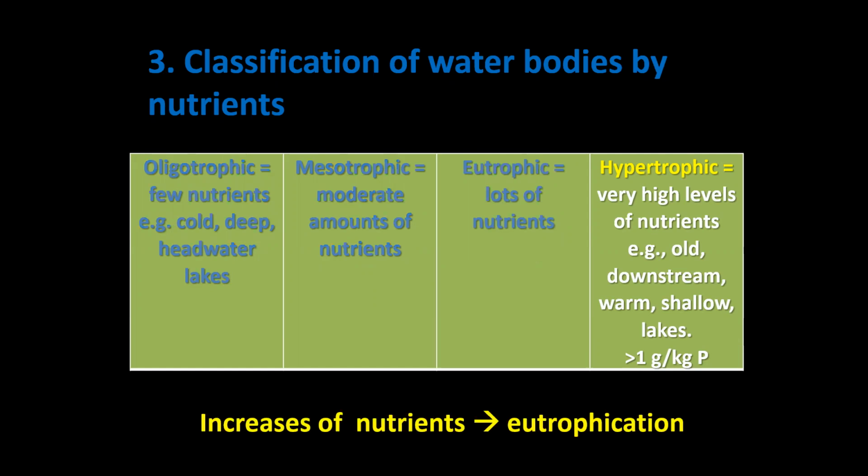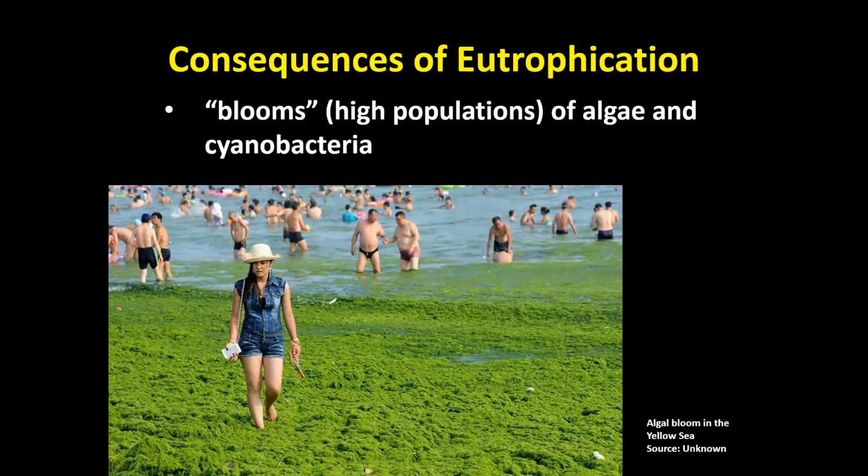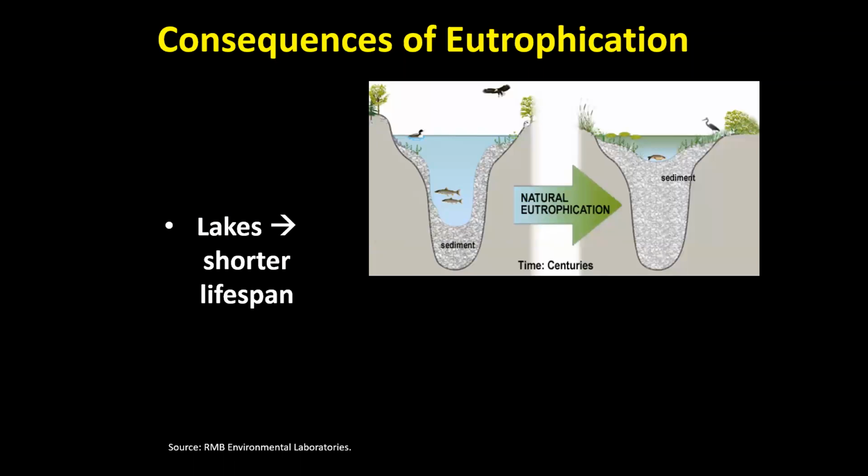So all of this increase in nutrients leads to what we call eutrophication. And eutrophication means that you often get blooms or high populations of algae and cyanobacteria. And this is an example from the Yellow Sea in China. Not a nice place to swim.